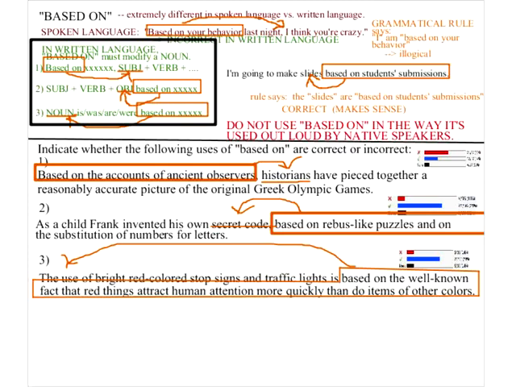So it's not just the stop signs and traffic lights. That wouldn't make sense. But that's a prepositional phrase. So it's the use of these things is based on this fact. Does that make logical sense? Yes, it does. Because we're saying we use these traffic lights and stop signs because red is an attention-grabbing color. So smiley face if these things make sense.